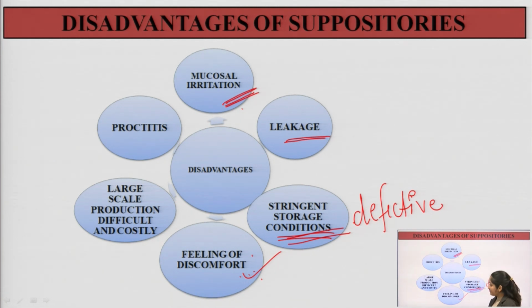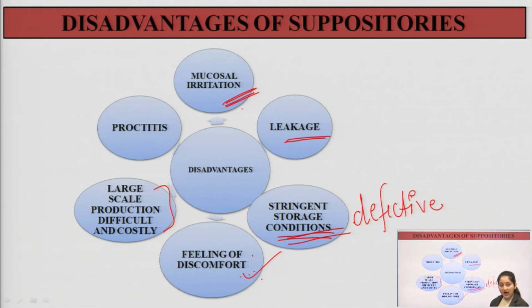Moving on ahead, large scale production is difficult and costly. Definitely, because suppositories are made with very precise calculations and stringent storage conditions. If we want to produce suppositories on a larger scale, in huge quantities, the making becomes really tedious and difficult, and at the same time very expensive, causing huge expenditure for a firm or an individual, because the production is difficult, the storage conditions are difficult, and various sophisticated instruments are employed in these scenarios.